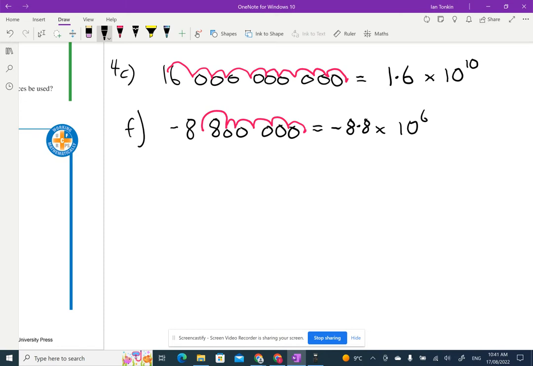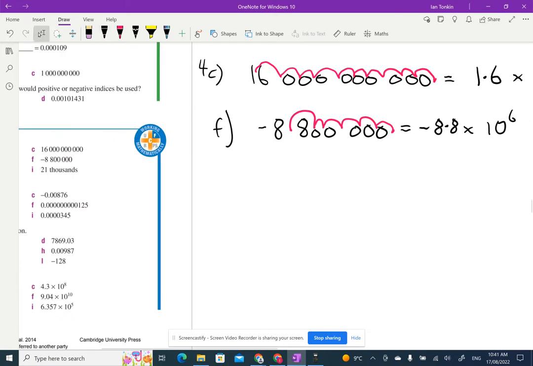So this is really easy stuff. Well, the last one they've written in words, but that's okay. So I go 21,000. I'll just put that there. And again, my decimal is here, and I go 1, 2, 3, 4. I get my number between 1 and 10, 2.1 times 10 to the power of 4.